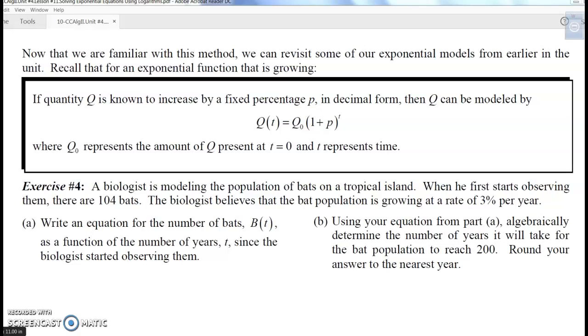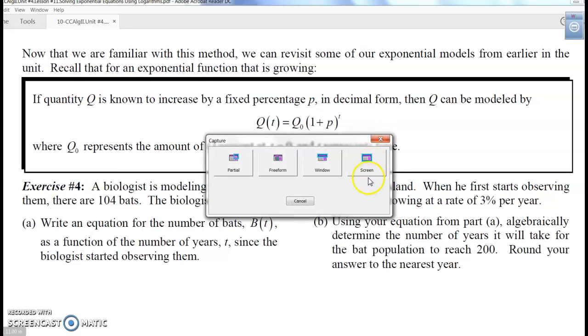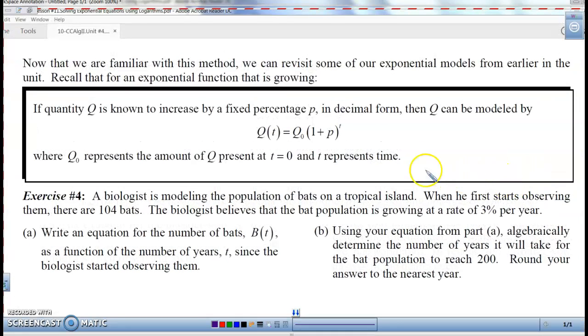This is the rest of the notes for Algebra 2, Unit 4, Lesson 11, Solving Exponential Equations Using Logarithms. Okay, so now that we have seen the method of solving an exponential equation using logs, we can look at some problems using exponential models that we learned previously to do this. So let's take a look.